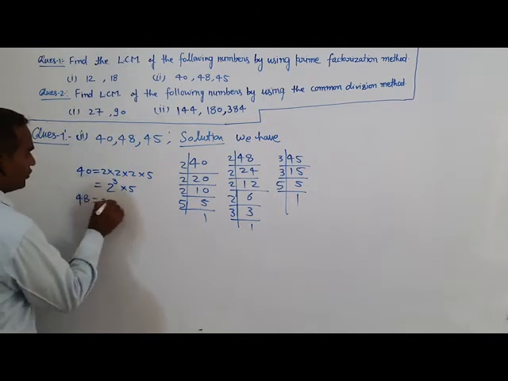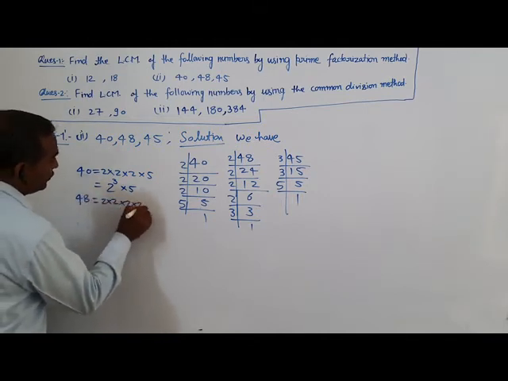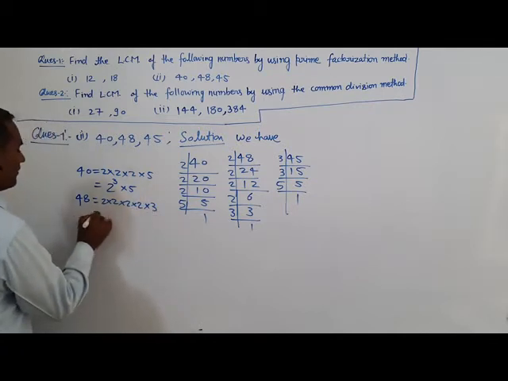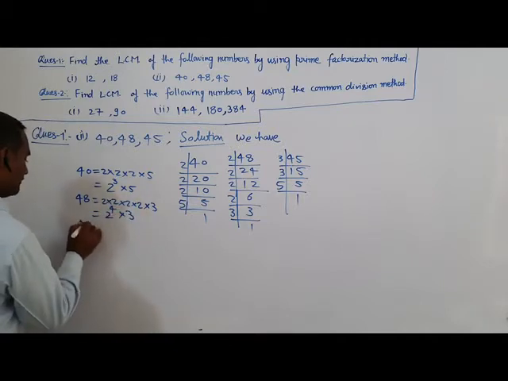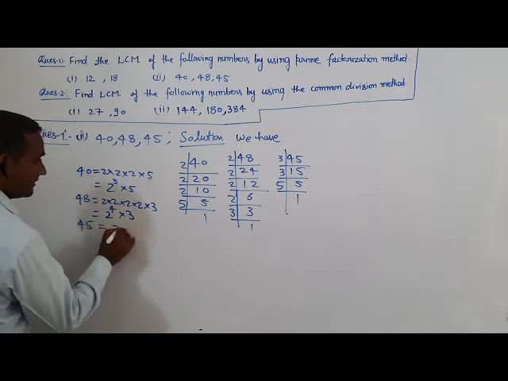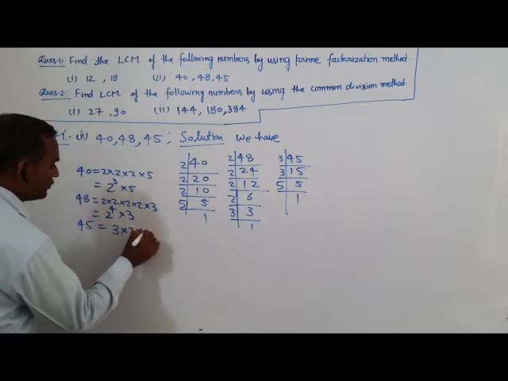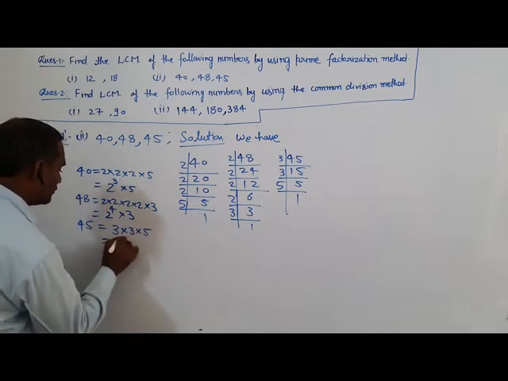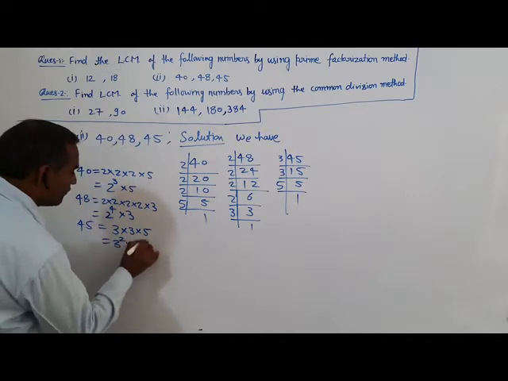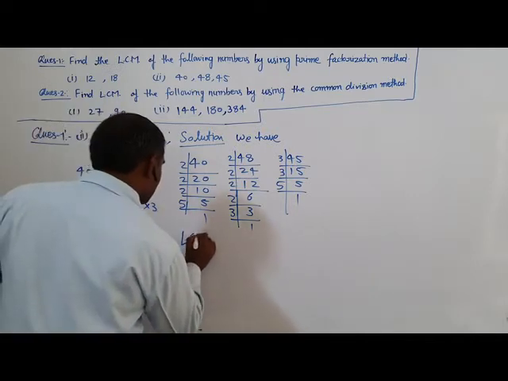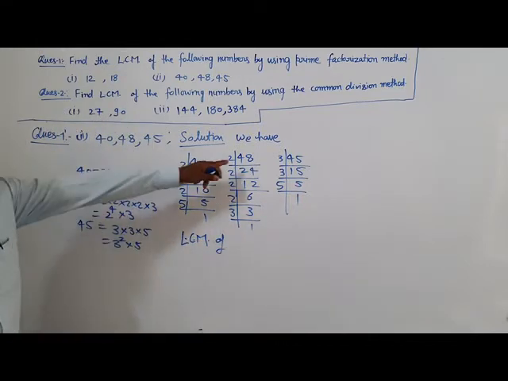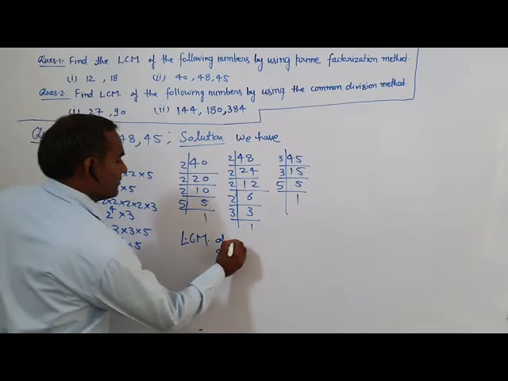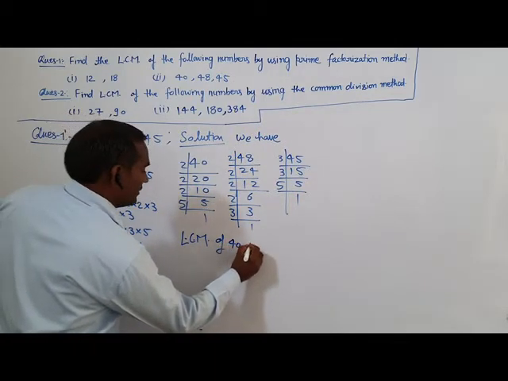48 is equal to 2 into 2 into 2 into 2 into 3. The power of 2 is 4 times, so the power will be 4: 2 raised to power 4 into 3. 45 is equal to 3 into 3 into 5, which is 3 raised to power 2 into 5. LCM of 40, 48 and 45.